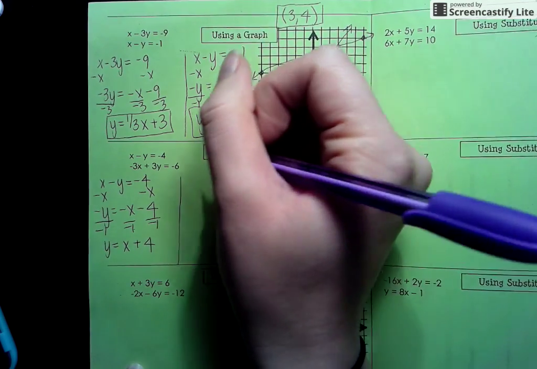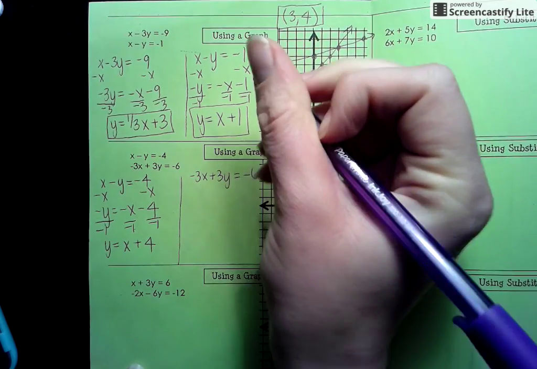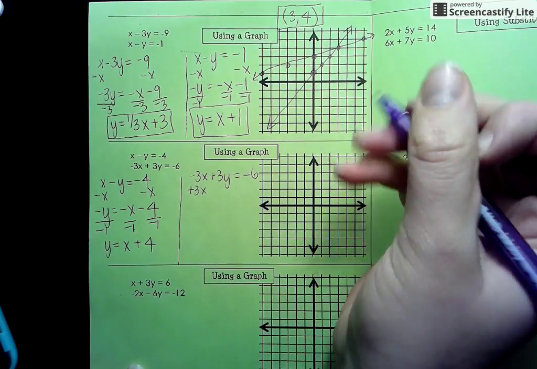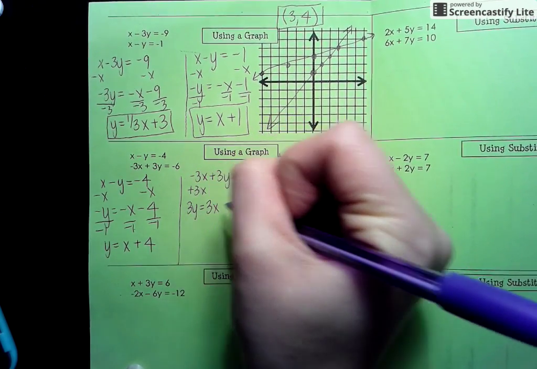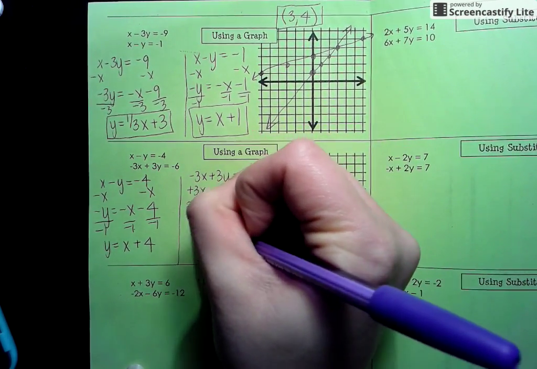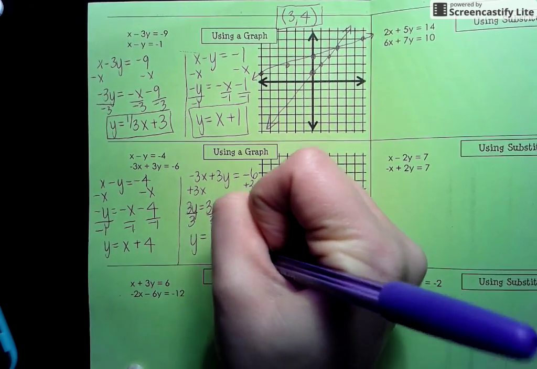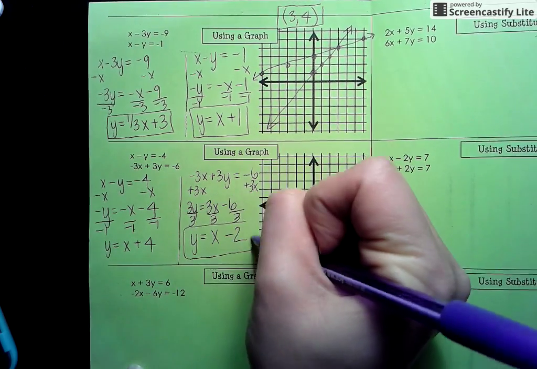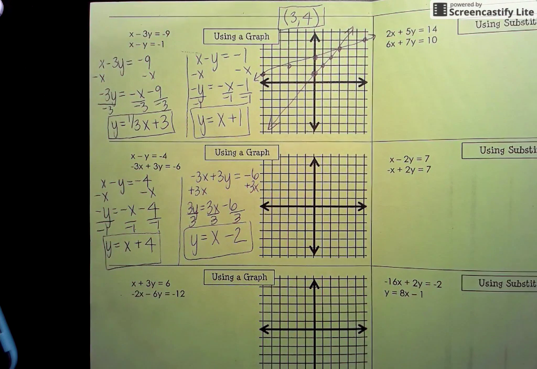My second equation, I have negative 3x plus 3y equals negative 6. I add 3x to both sides to get y by itself. So I have 3y equals 3x minus 6. I divide all the terms by 3. So I get y equals x minus 2. Now, if you notice with these two equations, you have the same slope but different y-intercepts. Anytime you have the same slope, they are parallel lines. So they're never going to intersect. So anytime you have parallel lines, that means no solution.